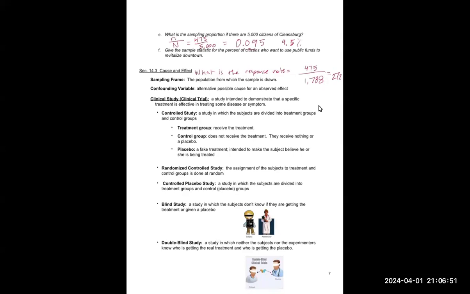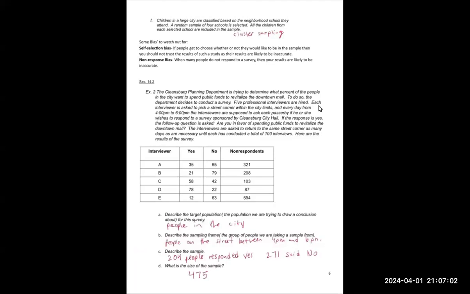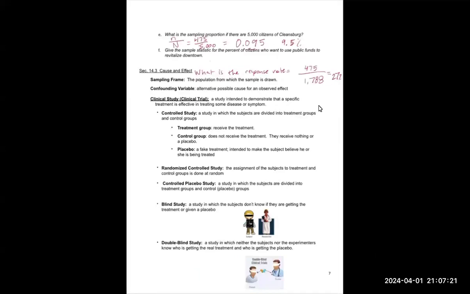Okay, then they asked, give the sample statistics for the percent of citizens who want to use public funds to revitalize downtown. So the ones who want to revitalize downtown were the ones who said yes. Now, let me just double check. Are you in favor of spending public funds to revitalize downtown? So an answer of yes here means they do want to revitalize downtown. And that was a total of 204 over the total number of people sampled, which is 475. So 204 out of 475 people wanted to use public funds to revitalize their downtown.